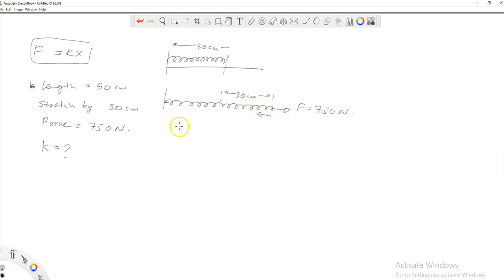Now you can plug this into F equals kx. Force you have to apply 750. You don't have to worry about the negative sign. K times 30 centimeters, which is 0.3 meters. So k is 750 over 0.3 equals 2,500 newtons per meter. Alright, so that's how you find the spring constant.